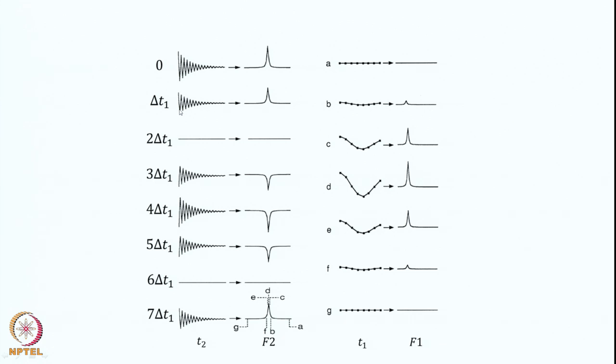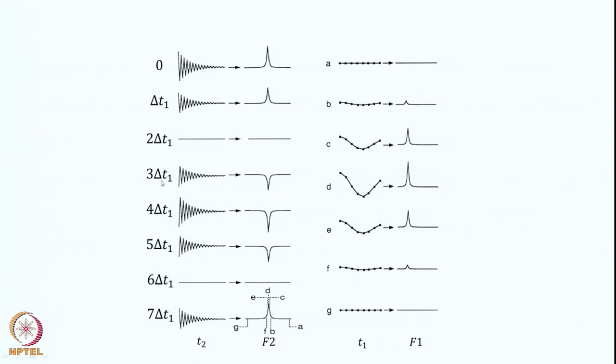If you remember correctly, the first data point is the integral of the spectrum. F of 0 is the integral of the spectrum. We discussed this in the Fourier transform NMR. F of 0 is equal to the integral of F(w) dw. Right. So, whatever is the initial point here, that is what you will get here in this one.